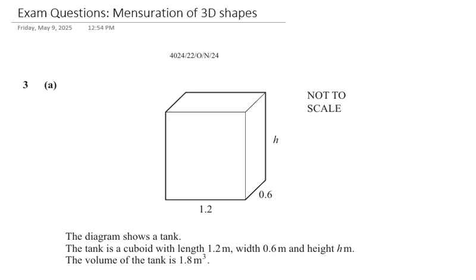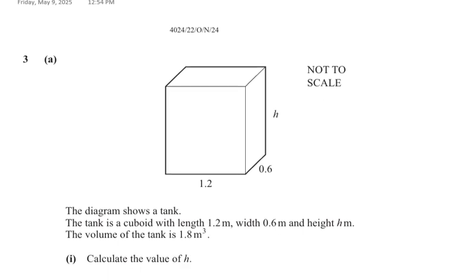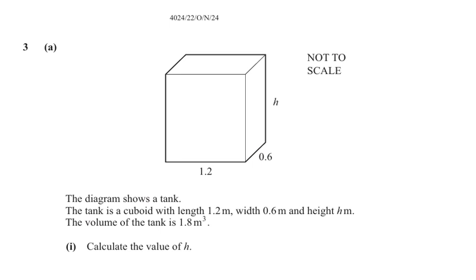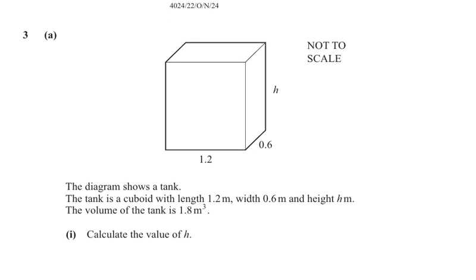If we read the question, it says the diagram shows a tank. The tank is a cuboid with length 1.2 meters, width 0.6 meters, and height H meters. You can see that in this diagram the height of the shape is not given. The volume of the tank is 1.8 meters cube. Calculate the value of H.